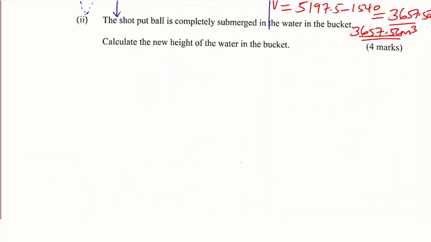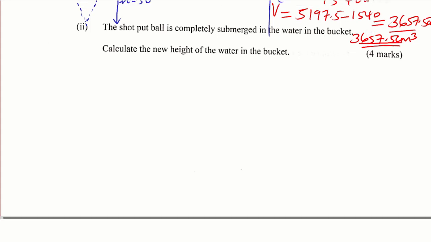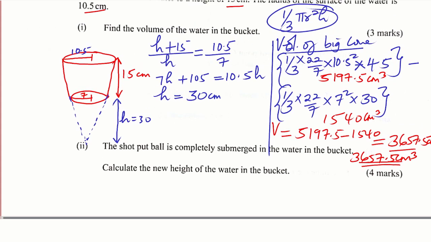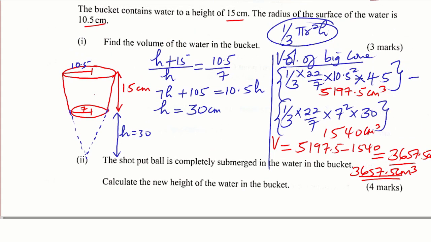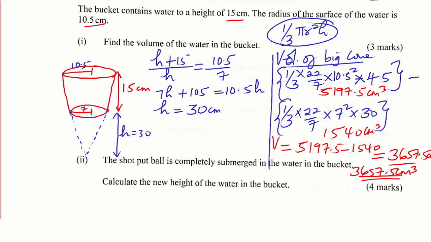Part 2. The shot put ball is completely submerged in the water in the bucket. Calculate the new height of the water in the bucket. Now, to solve that question, we're going to use the previous diagram. So we have the new height of the water there. When we have the shot put ball submerged in the water, of course the water will rise to another level.